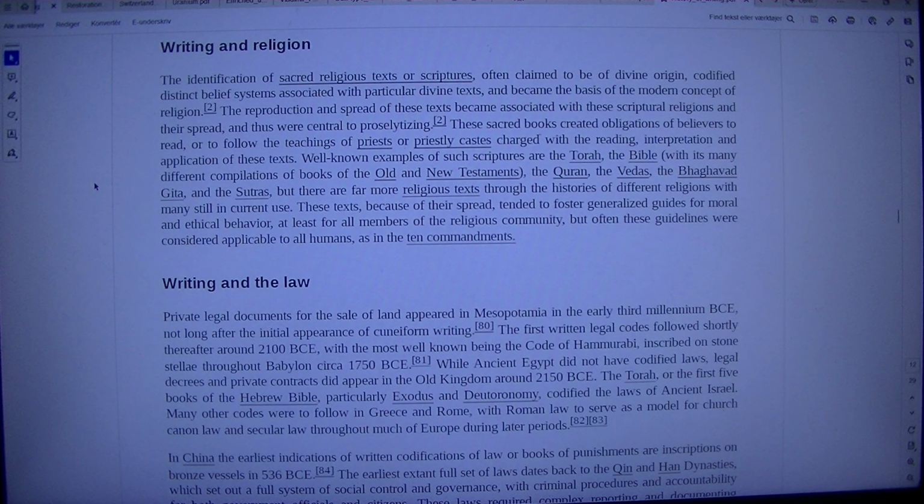Well-known examples of such scriptures are the Torah, the Bible, with its many different compilations of books of the Old and New Testaments, the Quran, the Vedas, the Bhagavad Gita, and the Sutras, but there are far more religious texts through the histories of different religions, with many still in current use. These texts, because of their spread, tended to foster generalized guides for moral and ethical behavior, at least for all members of the religious community, but often these guidelines were considered applicable to all humans, as in the Ten Commandments.